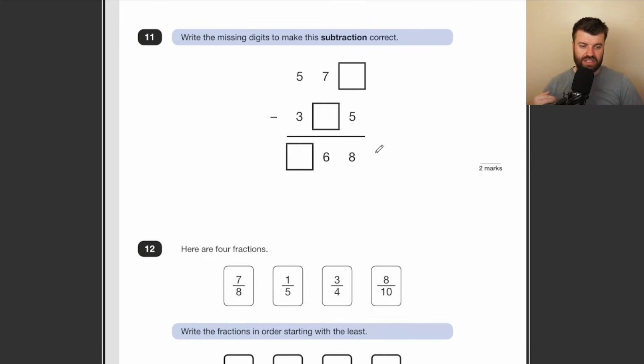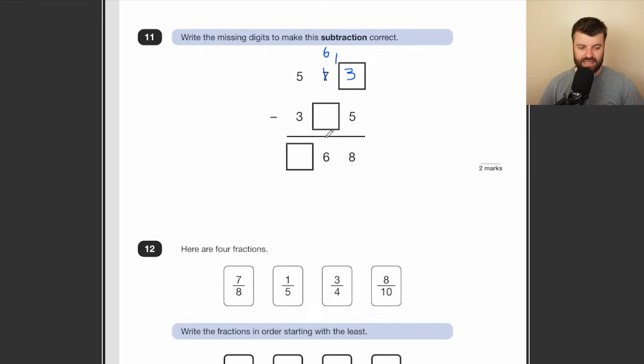We'll write the missing digits to make this subtraction correct. Something take away 5 is 8. Okay, well, moving backwards, I do 8 and add on 5, I get 13. What? 13? How can that be true? 3 take away 5 isn't 8. No, because we had to do some exchanging. So we had to make that 13. You can do exchanging still in these missing digit questions. It doesn't make a difference.